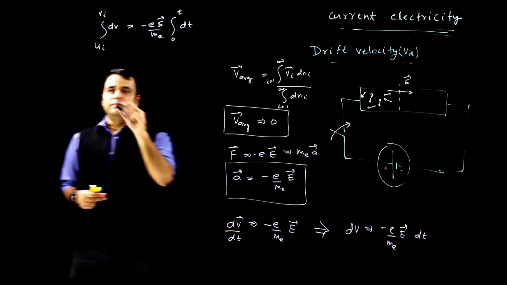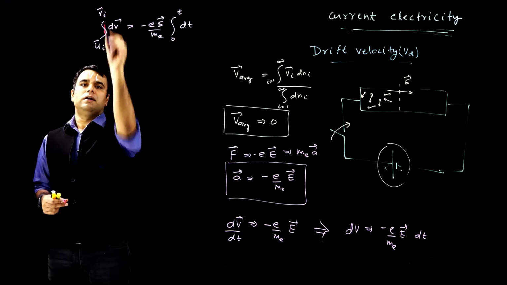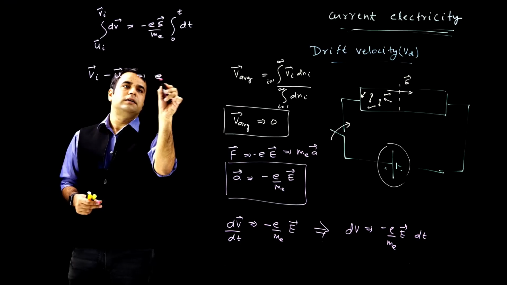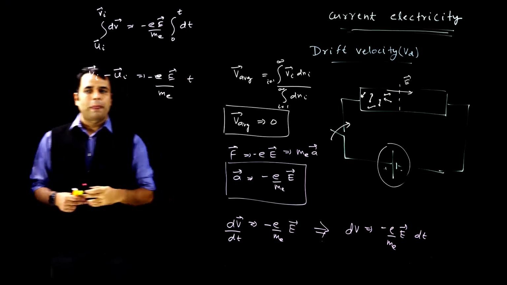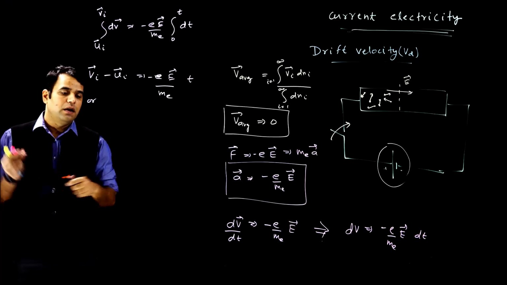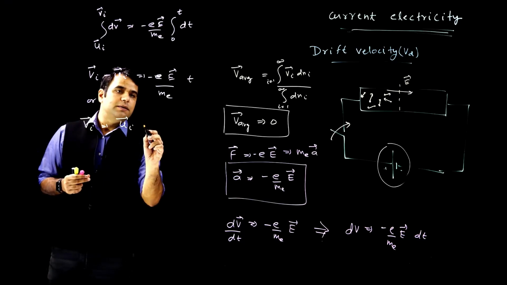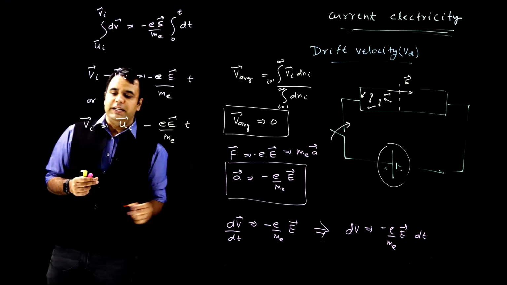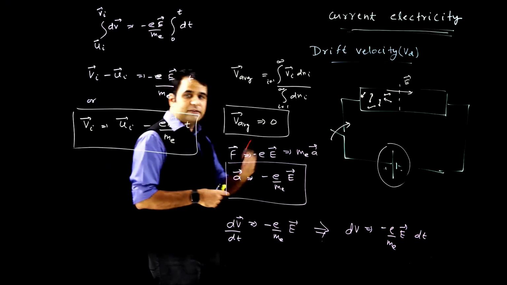0 to t time. So the change in velocity of the electron will be equal to vi minus ui, and that will be equal to minus e upon me times t. Or we can say vi will be equal to ui minus e upon me times t. That will become the velocity of the ith electron after experiencing this force.